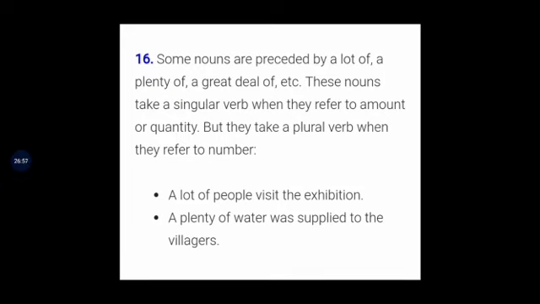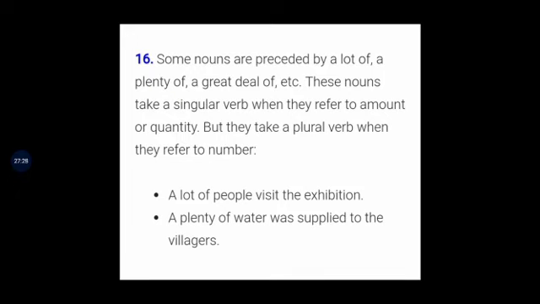A lot of people visit the exhibition. So here, a lot of people refers to the number. It shows the number of people who visit the exhibition. So here it expresses a number, so we need to take the plural form of the verb visit. A lot of people visit the exhibition.